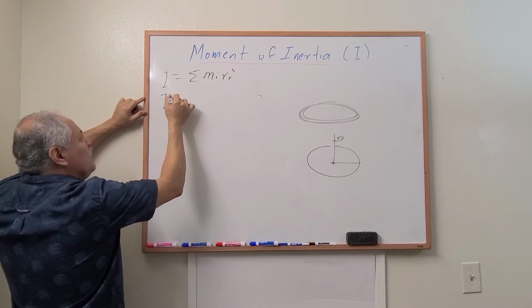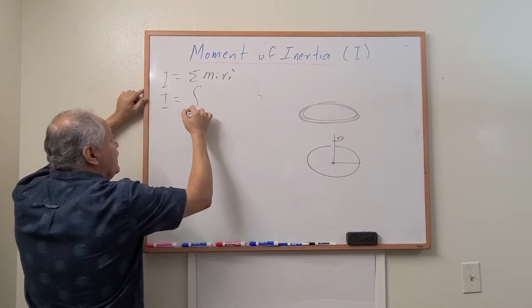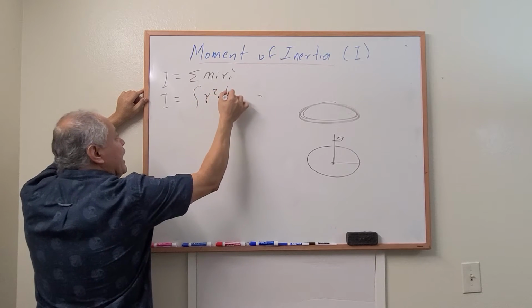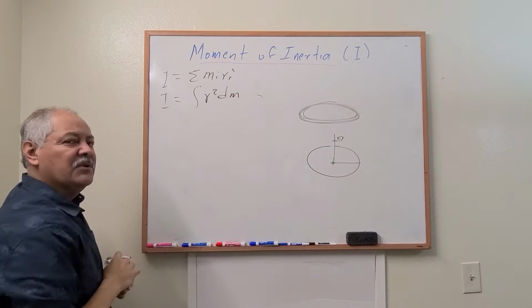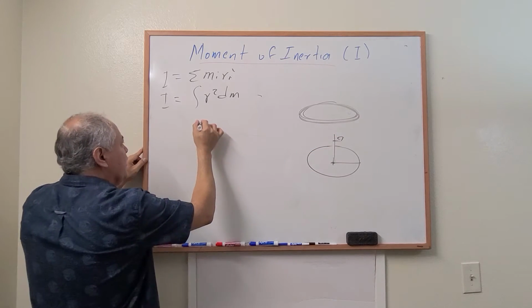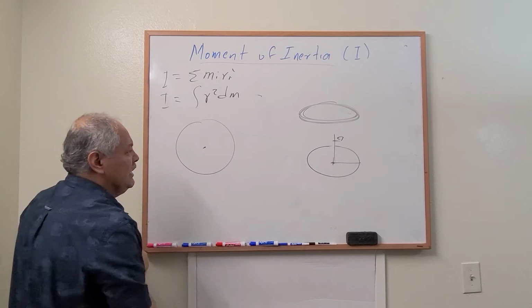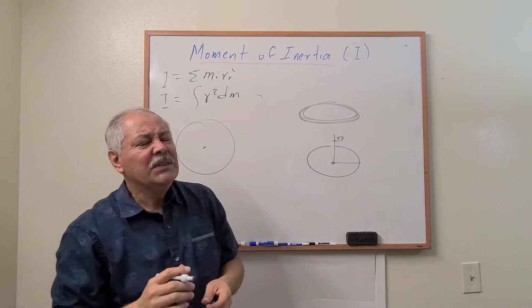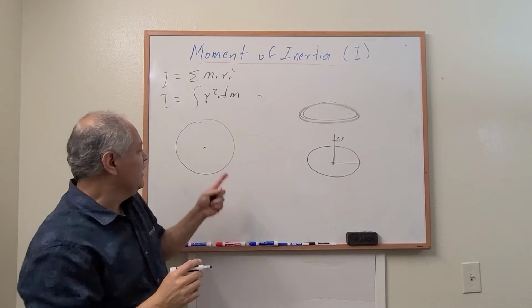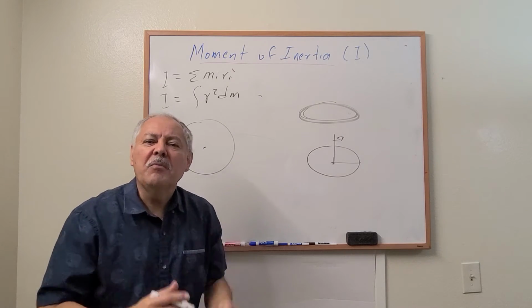Now, when we're dealing with a solid, the formula becomes r squared times dm. This is for solids. Let's do it. Imagine this is the ring right here. It rotates, and we're looking for the resistance for this ring to be rotated. We call that the inertia, or moment of inertia.